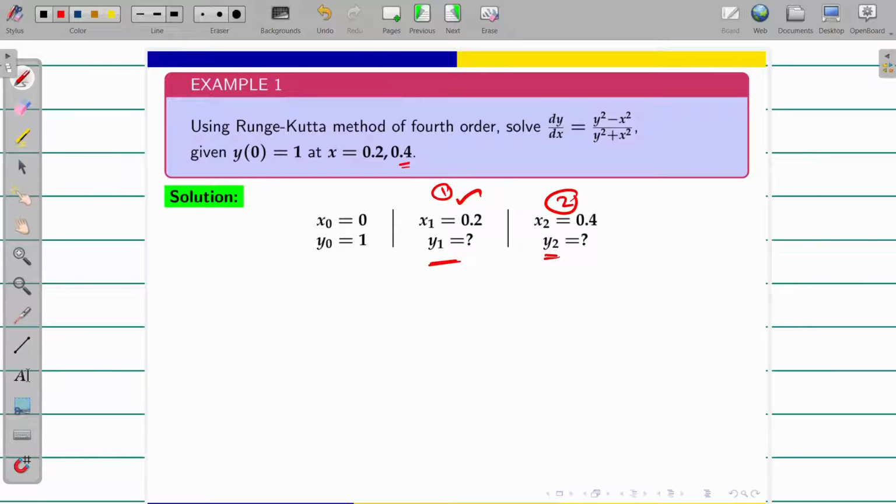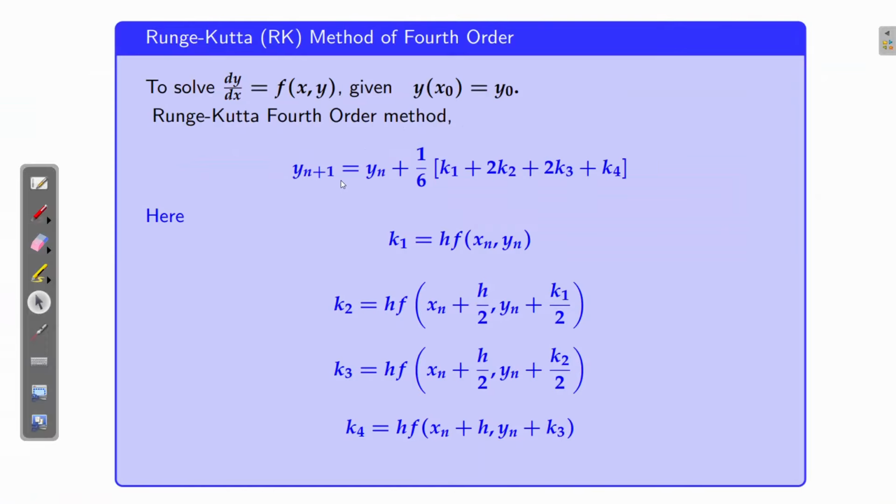What is the value I have to give in the RK method formula? Do you remember what the RK method formula is? Yes, this is the RK method formula: y n plus 1 equals y n plus 1 by 6 into k1 plus 2k2 plus 2k3 plus k4. In this formula, we have to give the n value as 0.